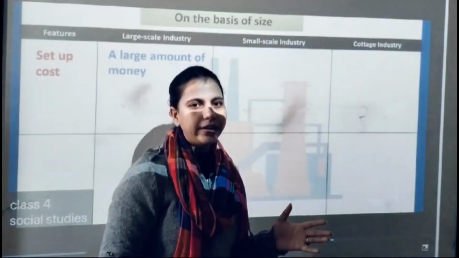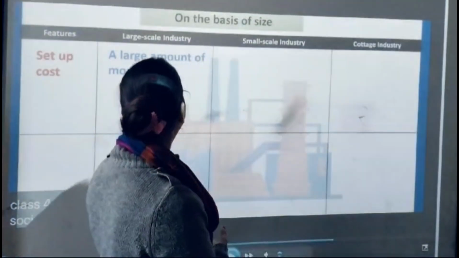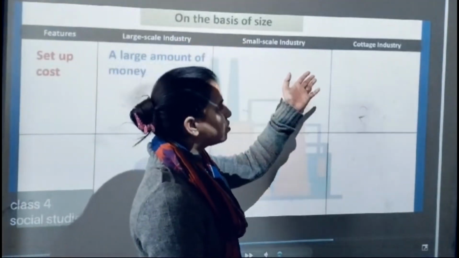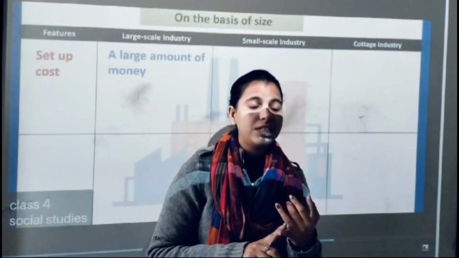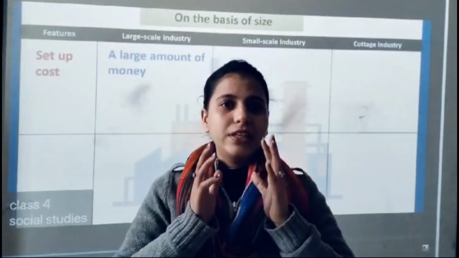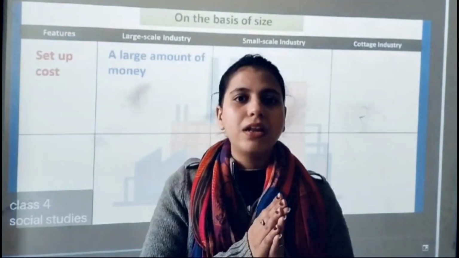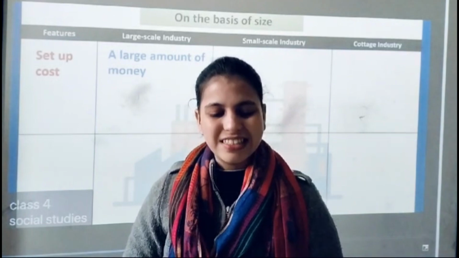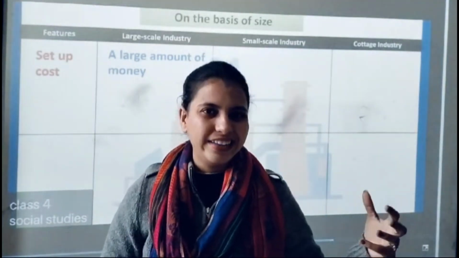We have divided the industries on the basis of size, and these are the 3 types: large scale industries, small scale industries, and cottage industries. Basically, cottage industries are the most popular nowadays, because this is small business that people do in their homes or at their houses.